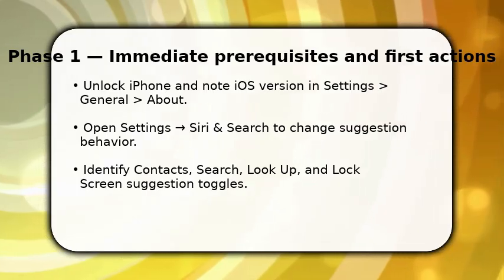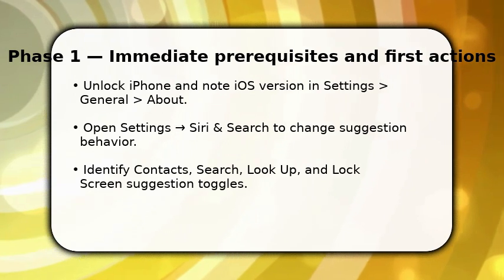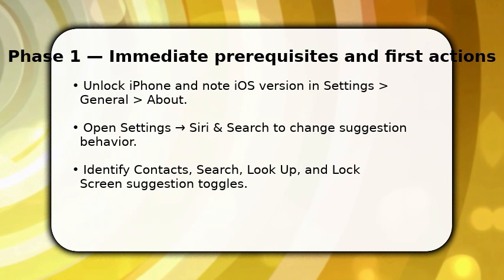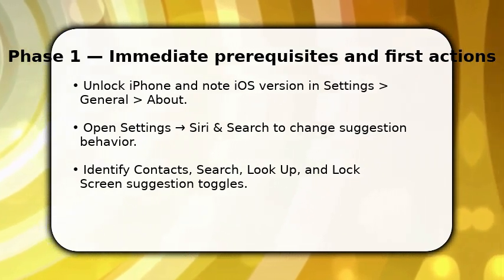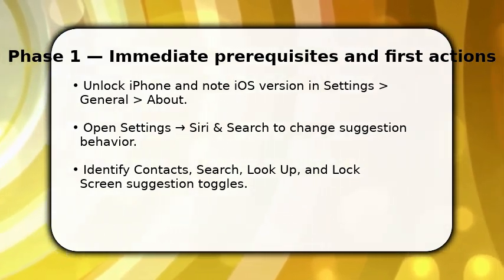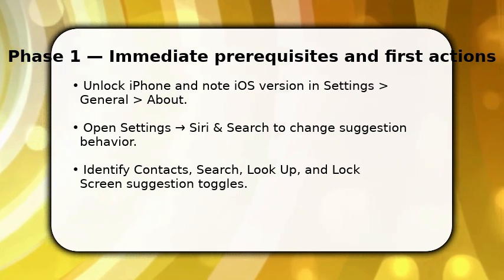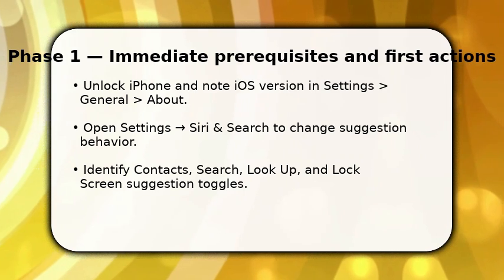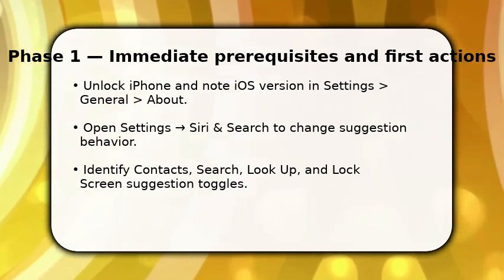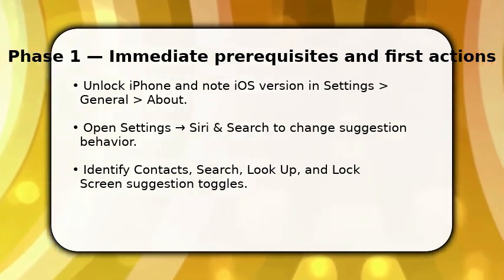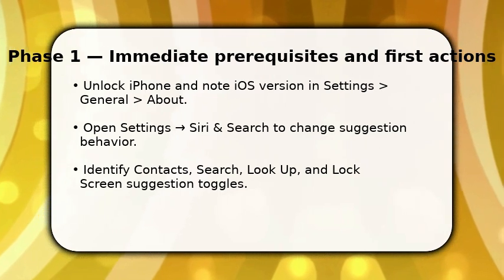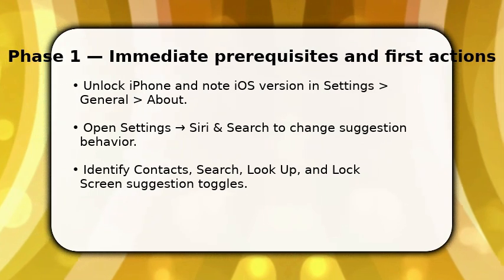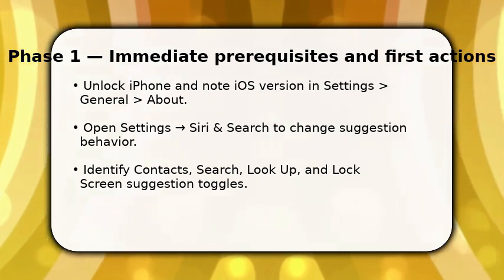You start by opening Settings and going straight to Siri and search. No detours. Once there, make sure you know which suggestion type is showing the contact: contacts, search, lookup, or lock screen. Tap each section to see toggles labeled suggestions and learn from this app. Turn off suggestions for the specific areas where the contact appears. This prevents Siri from offering that profile in those contexts. Doing this now reduces future reappearance, while you move on to the targeted removal steps.